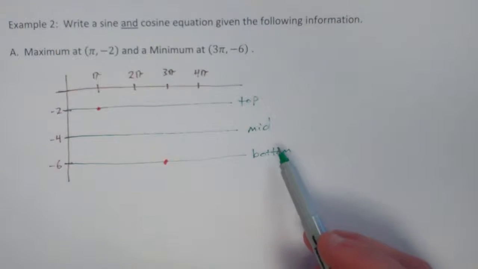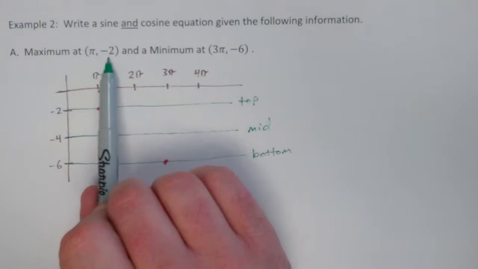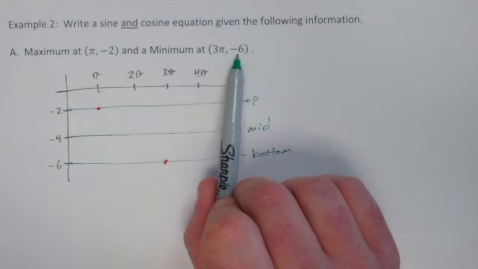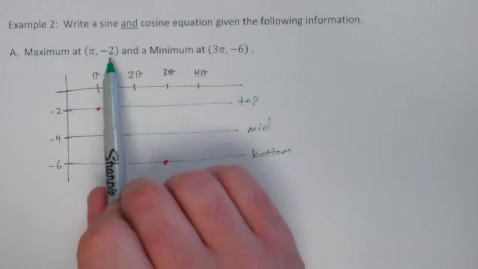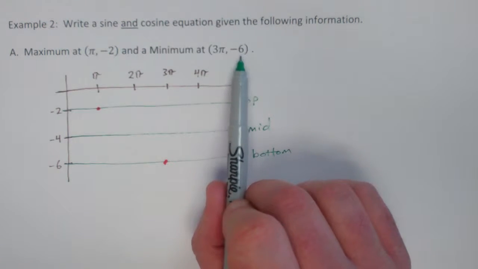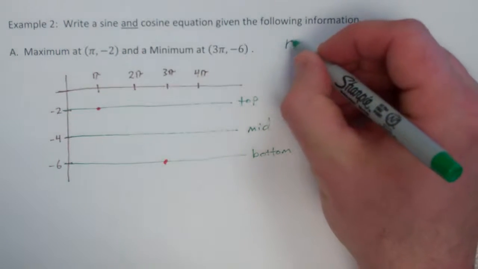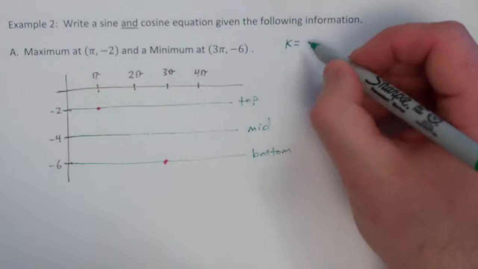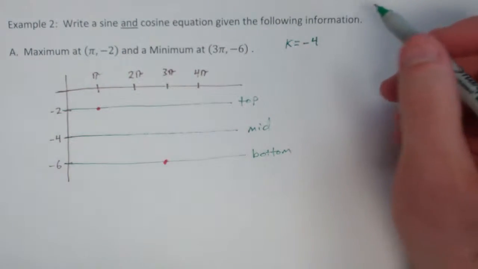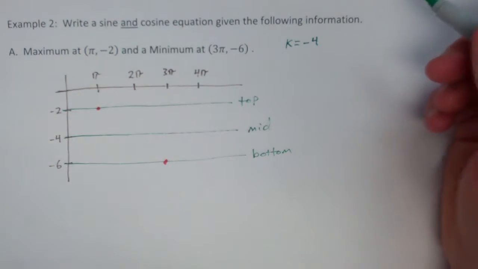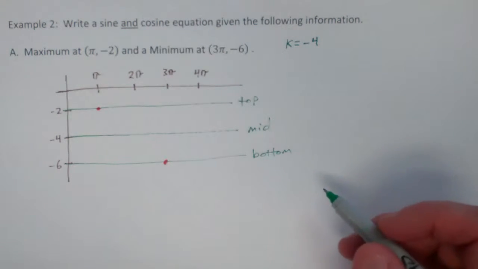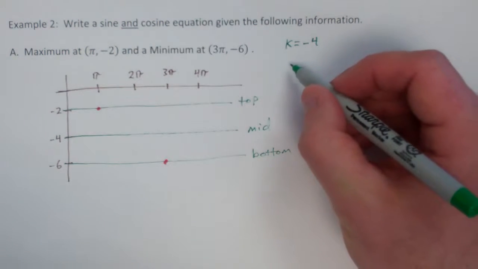Another way to figure out where the midline is going to be would be to take your maximum and your minimum and find the average of the two of those y values. So -2 minus 6 is -8, divided by 2 is -4. This will give us our value of k. K is the vertical shift, and if the midline is at -4, then our vertical shift will be down 4.